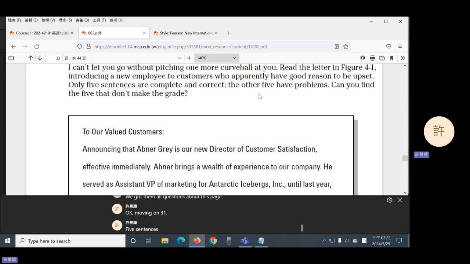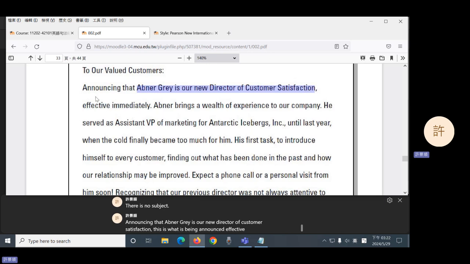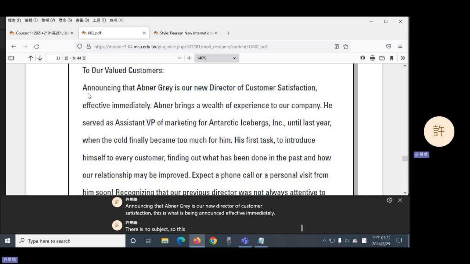Five sentences are good, five sentences are not good. Okay. This sentence has a problem. There is no subject. "Announcing that Abner Gray is our new director of customer satisfaction." This is what is being announced. "Effective immediately," there's no subject. So this should probably be something like, "I am announcing that blah, blah, blah."